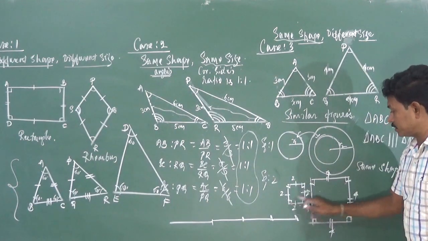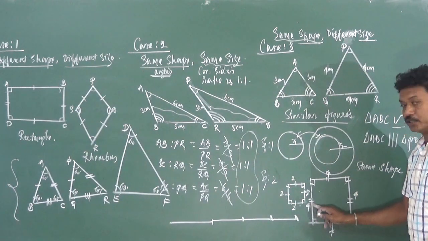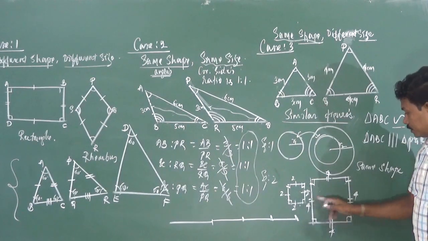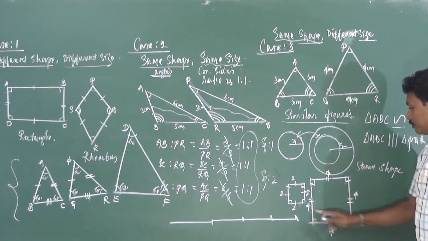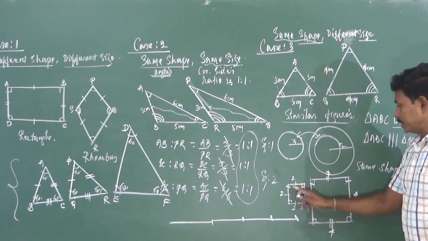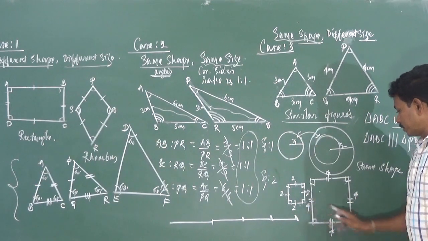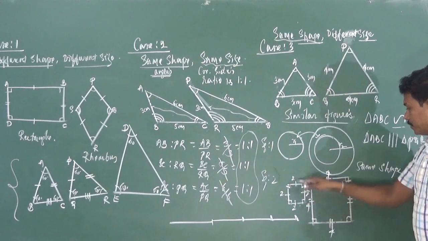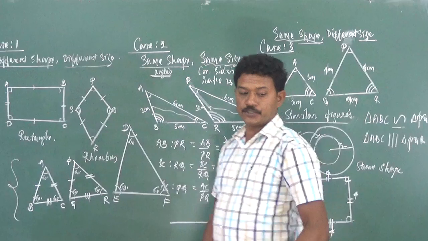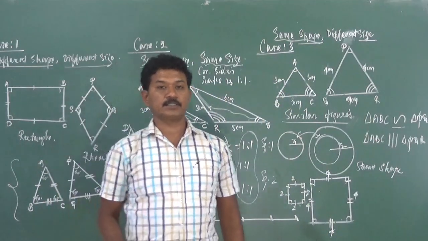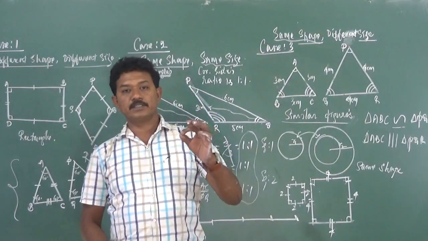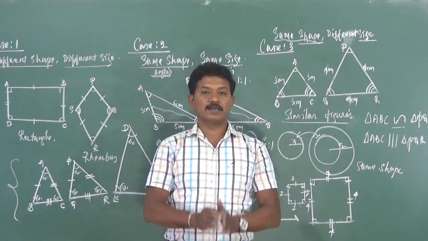So for this side, this is the corresponding side. Ratio is 1:2. For this side, this is the corresponding side. Ratio is 1:2. For this side, ratio is 1:2. For this side, ratio is 1:2. So first condition, they should be equiangular, and second, their corresponding sides should be in the same ratio. If these two conditions apply for polygons, then we say that those two polygons are similar.